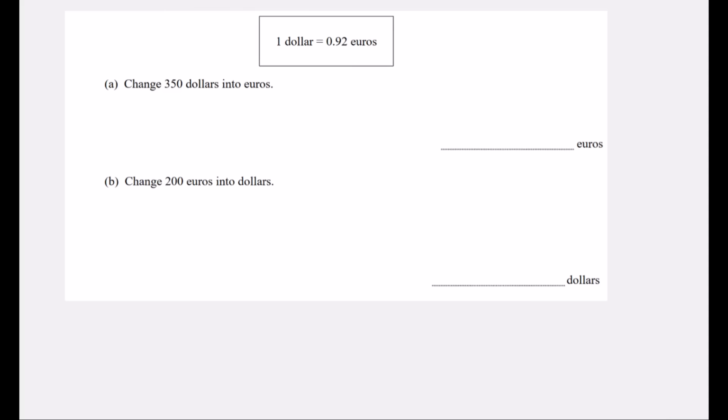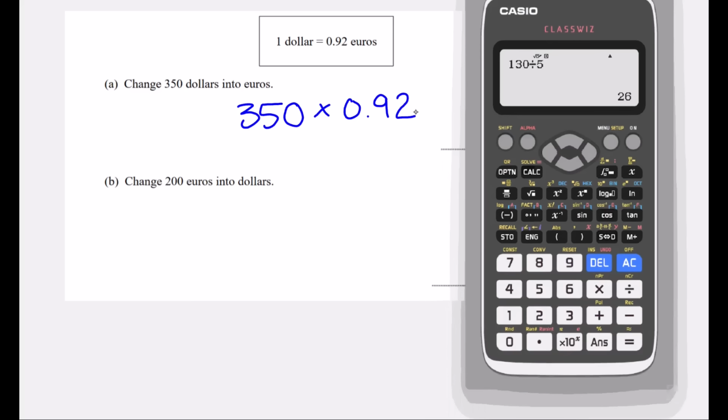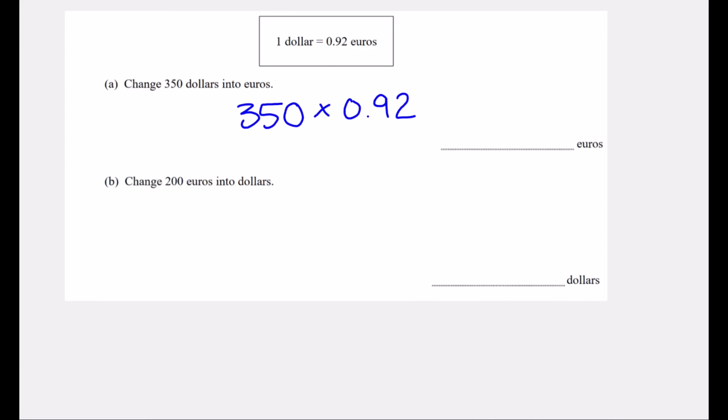Exchange rates. Question 12. Change $350 into euros. So dollars to euros, we are timesing by 0.92. Each $1 is 92 cents. So 350 lots of 0.92 is 322.